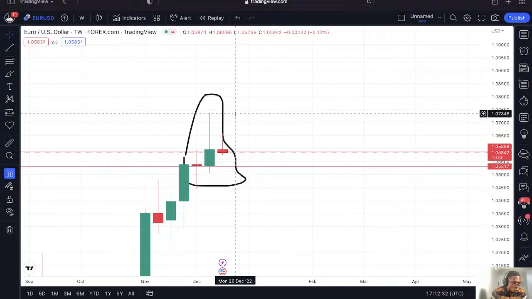Groove City said reversal signal. Chuzi said rejection candle. Abu Rashid said pin bar indicating a reversal. Kelly B said bearish pin bar. Azan said inverted hammer. Ajao said bullish engulfing. No, that's not bullish engulfing. Bani said evening shooting star. Okay, awesome. Price will go down.